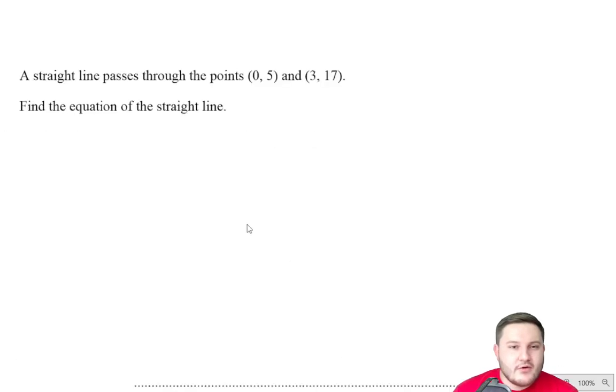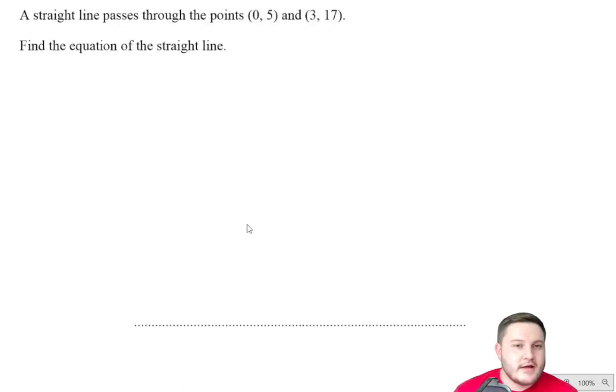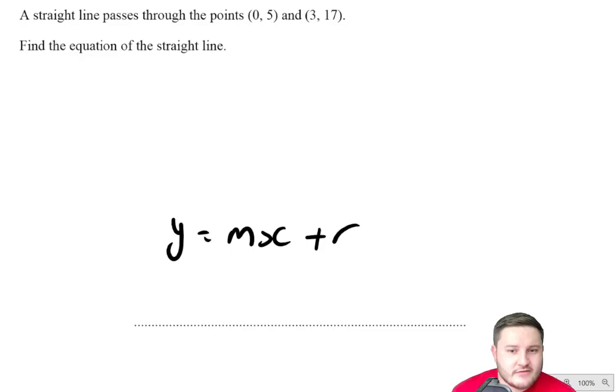Right then, let's have a go at this one, and then we're going to actually plot a linear graph as well. So a straight line passes through the point (0, 5) and (3, 17). Find the equation of the straight line. Well, there are 2 bits of information that you need to know to find the equation of a line. You need its gradient and you need its y-intercept.